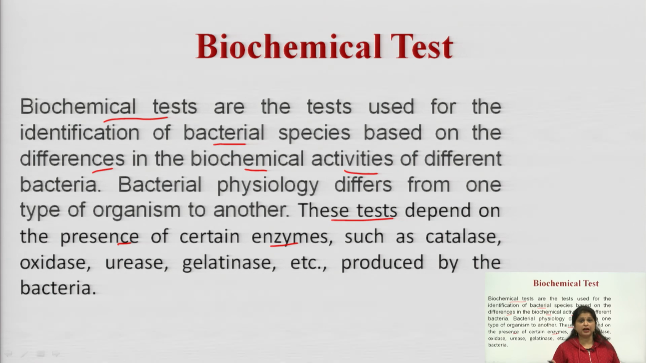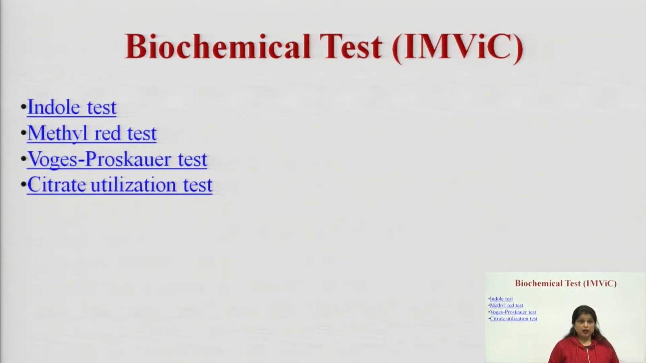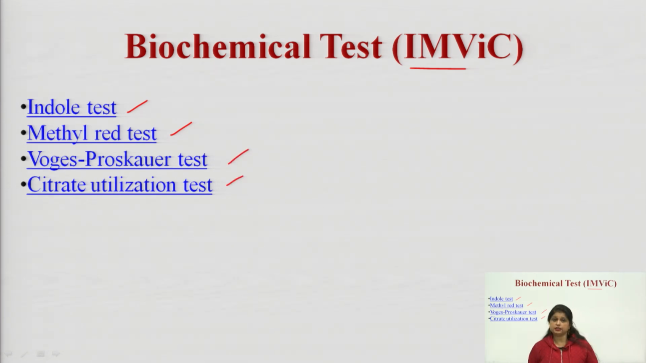In this we mainly have to focus on the IMViC. Now, what does IMViC stand for? As the name indicates, I stands for Indole test, M stands for Methyl red test, V stands for Voges-Proskauer test, and C is the Citrate Utilization test.